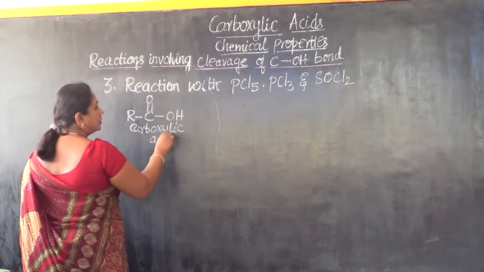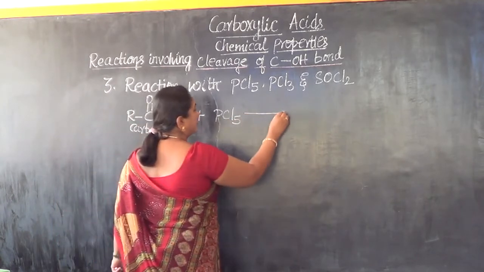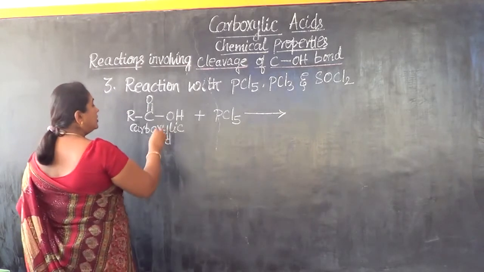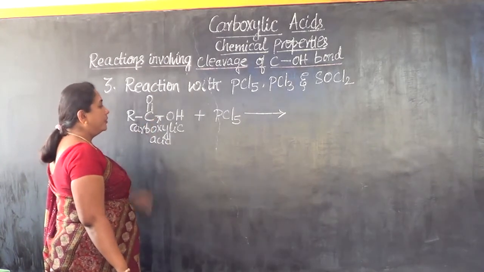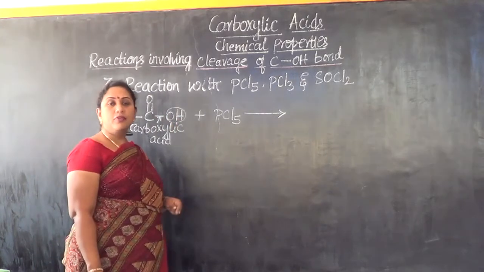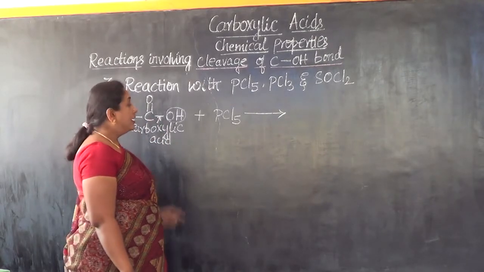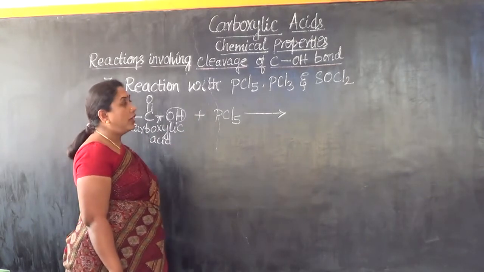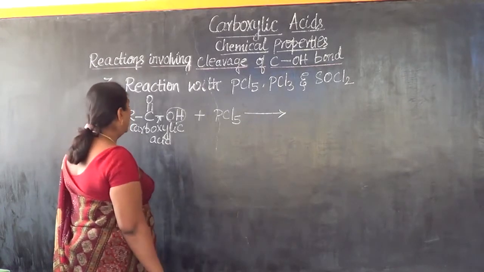Carboxylic acid, when treated with PCl5, an important point to note here is that the reaction involves the cleavage of the C and then the OH bond, this bond. Therefore, this hydroxyl group will behave more like that of alcohols than that of the carboxylic acid group. Therefore, very easily they will react with PCl5 or phosphorus trichloride or with thionyl chloride exactly in the same way like the alcohols show the reaction.